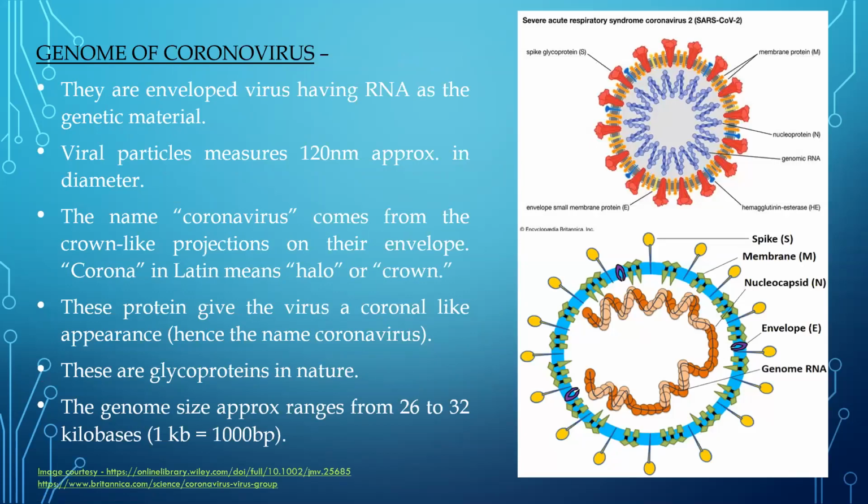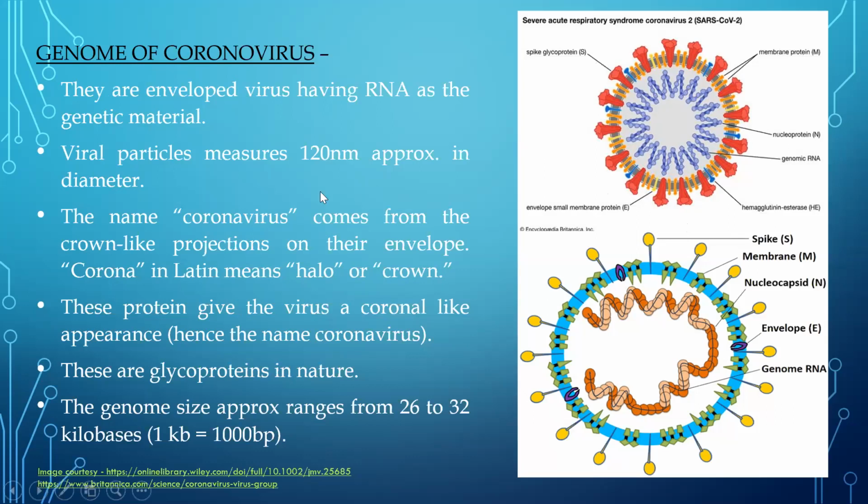Now let us learn about the genome of the coronavirus. In this particular slide, we have the diagram of a typical coronavirus. Coronavirus is an enveloped virus having RNA as the genetic material. So we know now it is an RNA virus. The viral particles usually measure approximately 120 nanometers in diameter.